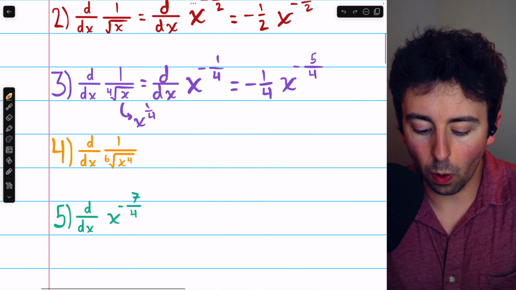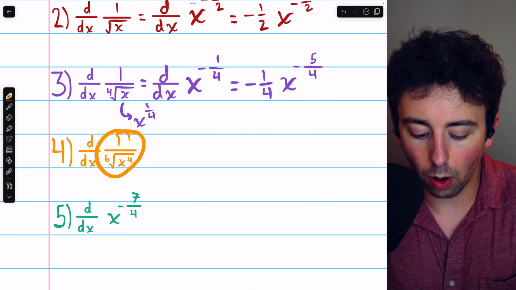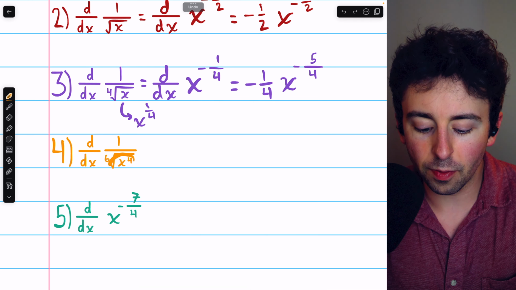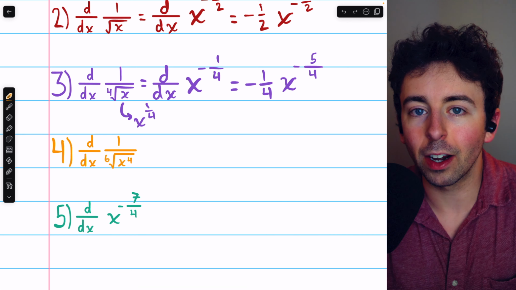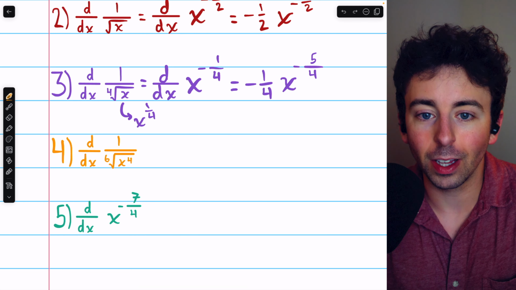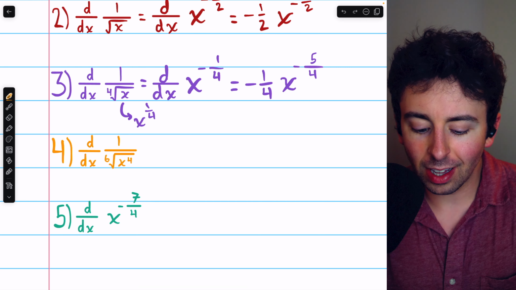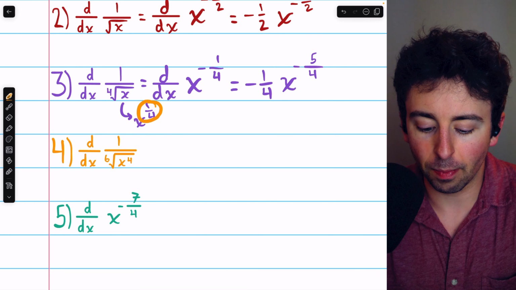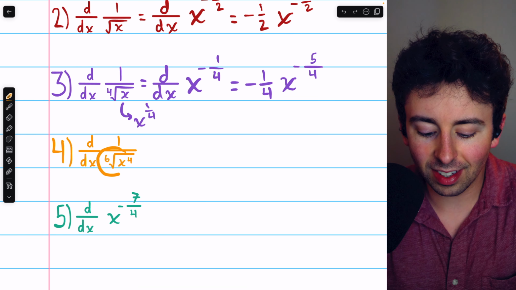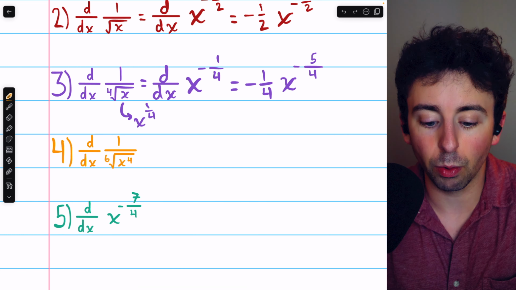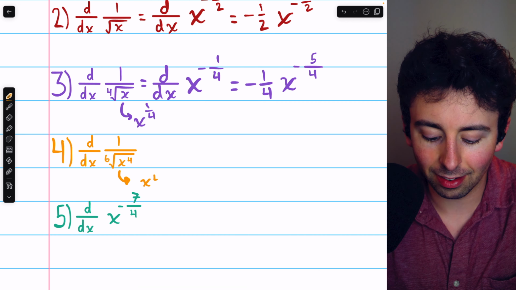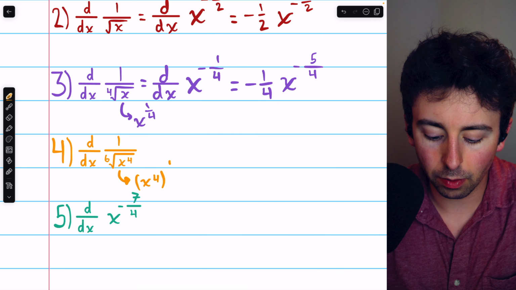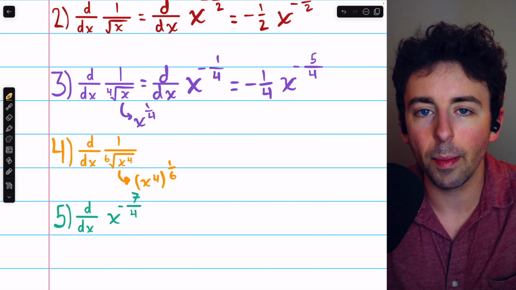On to problem 4, we're taking the derivative of 1 over the 6th root of x to the 4. So here you really got to know how to rewrite radical expressions as rational exponents. Remember, just like a 4th root is the same as a power of 1 over 4, a 6th root is the same as a power of 1 over 6. So how could we rewrite this thing? Well, it's x to the 4 to the power of 1 over 6. That's what's in the denominator.